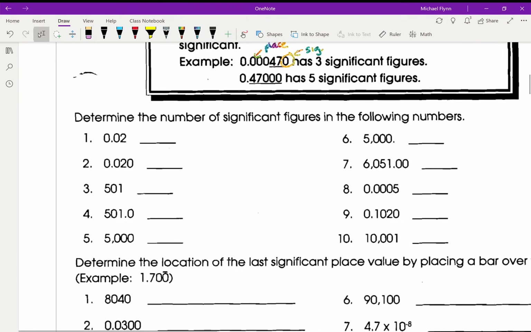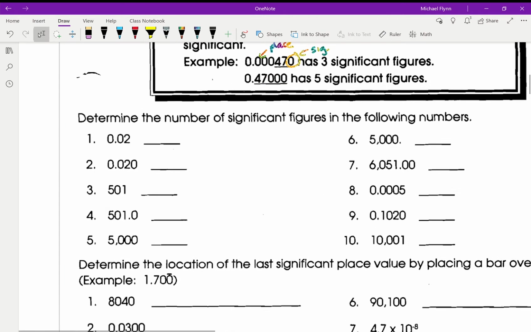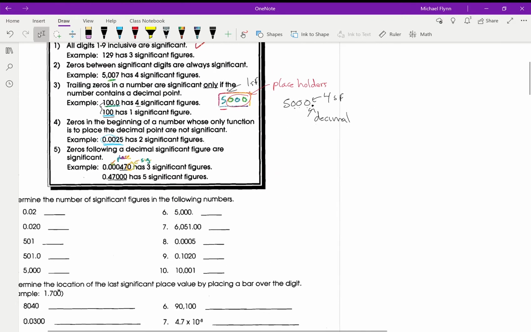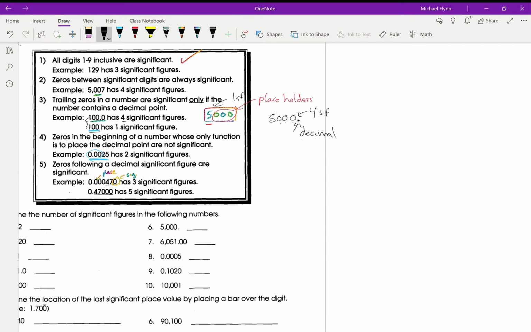Now, if you want, we can do a couple of these together. Like I said, it doesn't take long to do this homework. I could add another rule. You know what? I should add this rule also, but it's easy to remember.